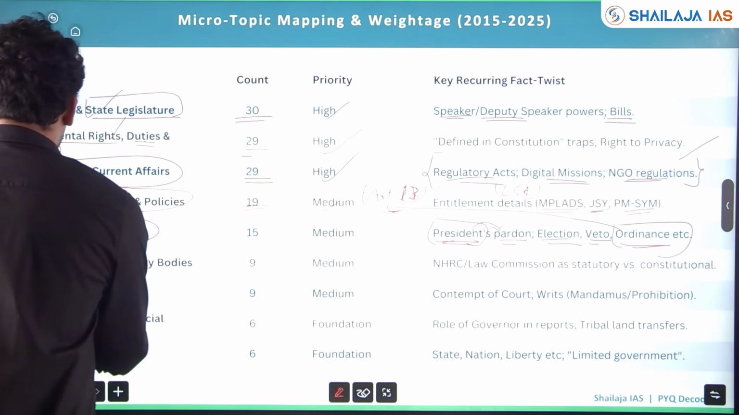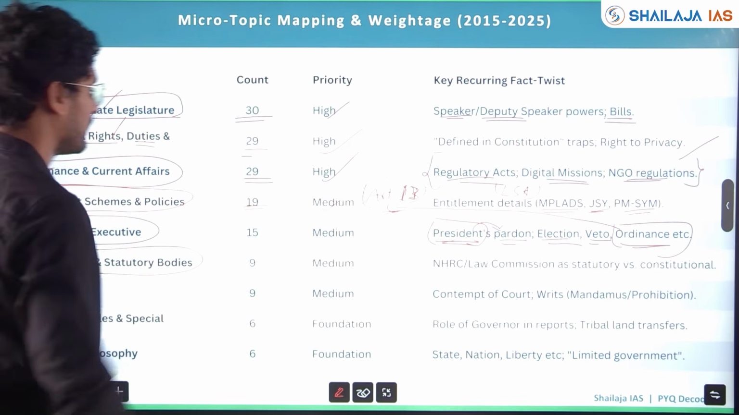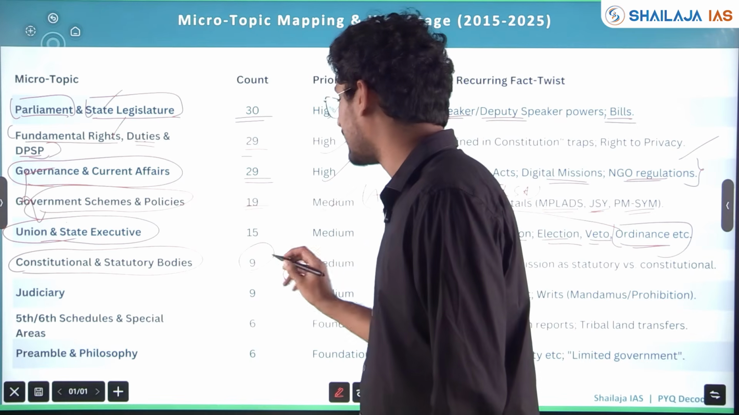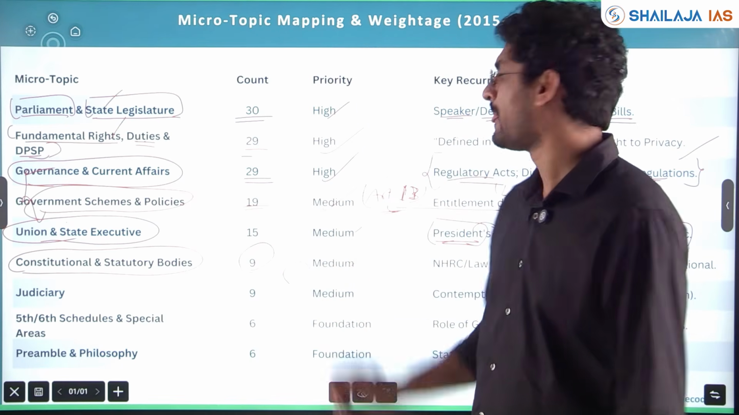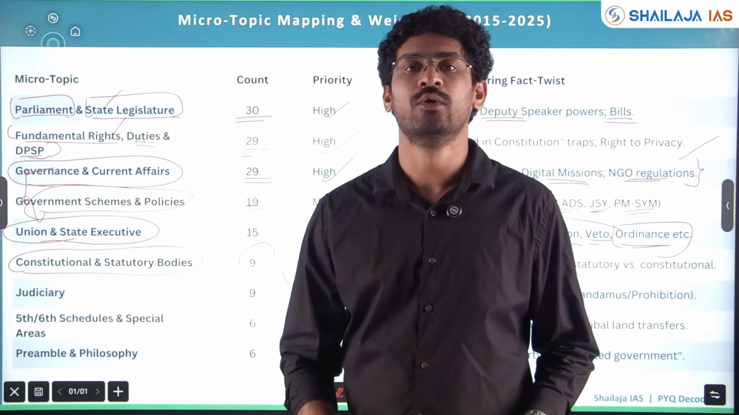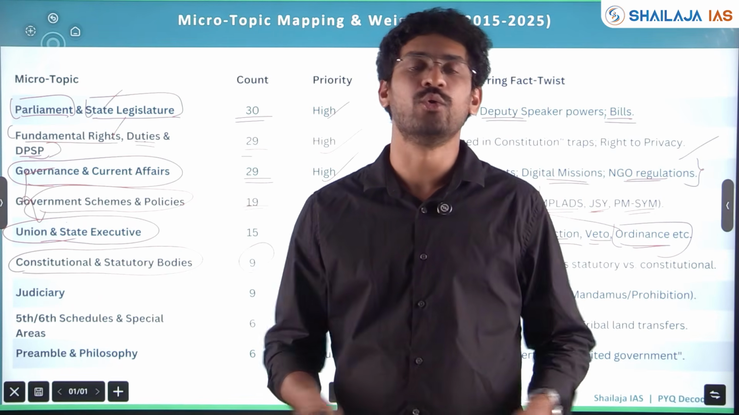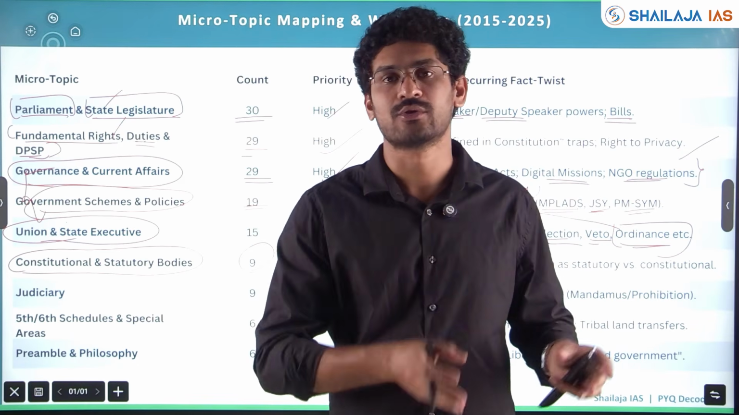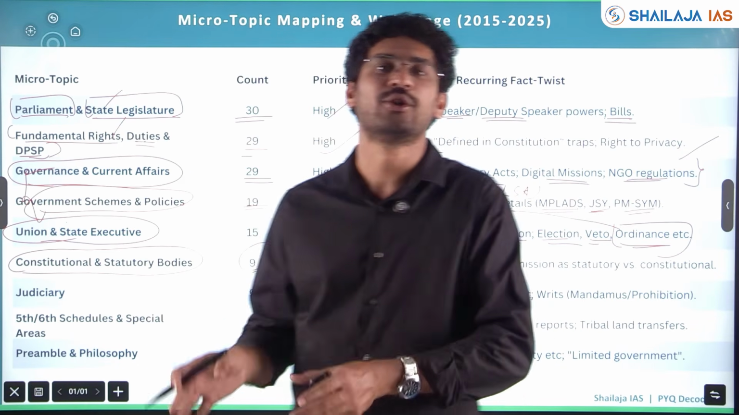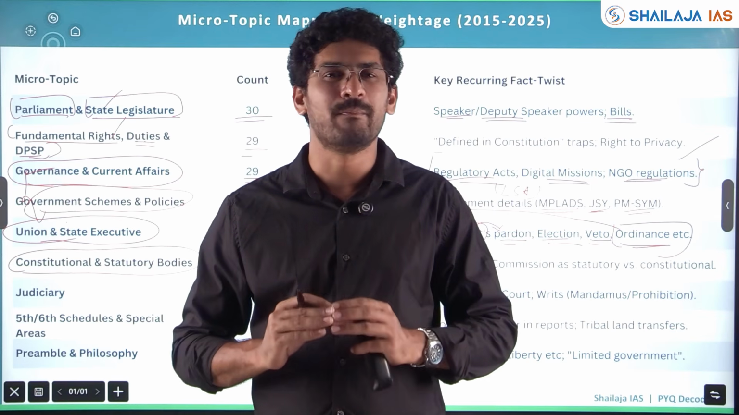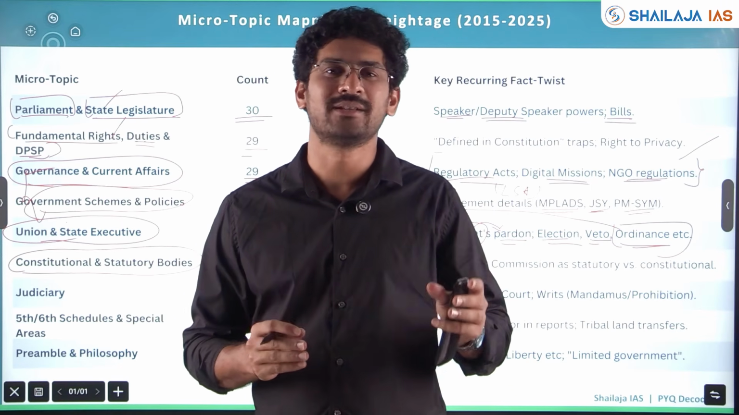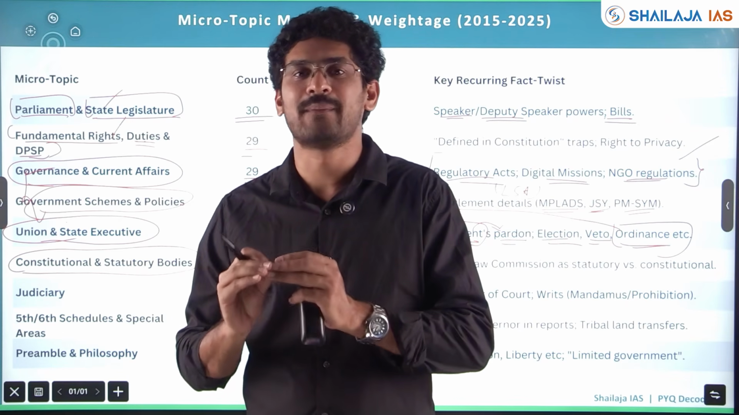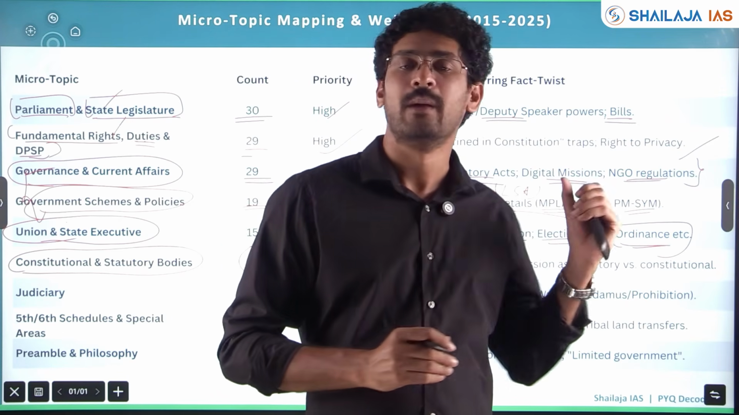Understood? Next, constitutional and statutory bodies. Around 9 to 12 questions in the last few years have come from constitutional and statutory bodies. Medium weightage. Here, what you have to do is make a table. No need to read and memorize 70-80 pages. Make a table of constitutional bodies, statutory bodies, executive bodies. The important things asked are who is the chairman, who are the members, what are the functions. Only this depth has been asked. This you will understand through PYQs.